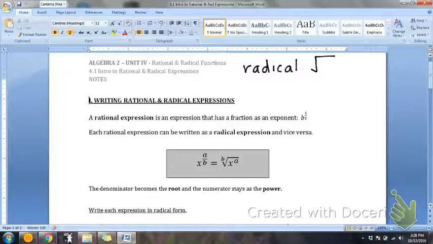Okay, so let's look at this. It says this form x raised to the a over b. So a over b is a fraction. Please notice that if we want to write it as a radical expression, the denominator becomes the root. You guys see that? It moves from being in the denominator to being the root. The numerator stays and becomes the power of that variable. So the numerator stays, the denominator becomes the root.